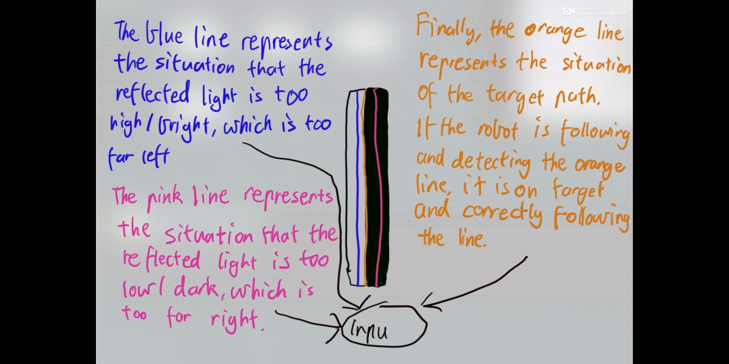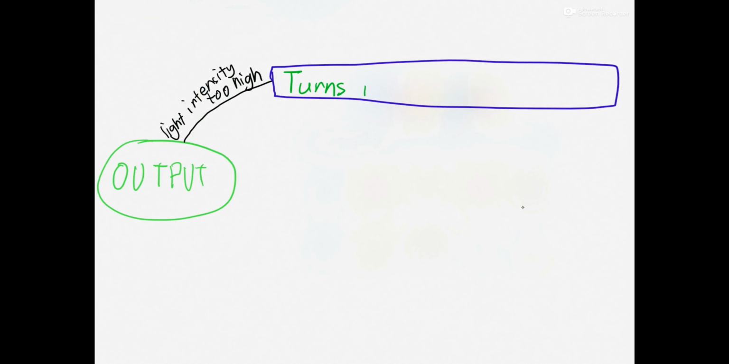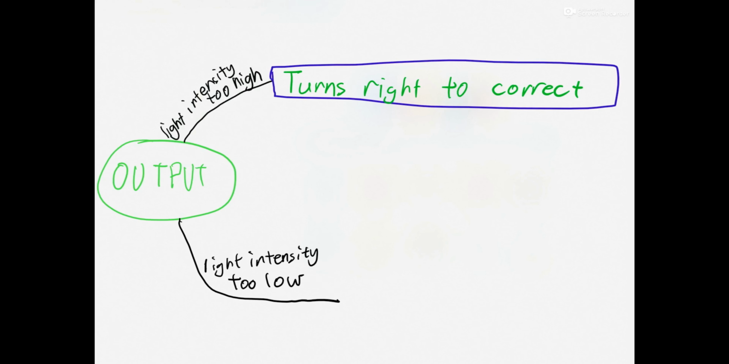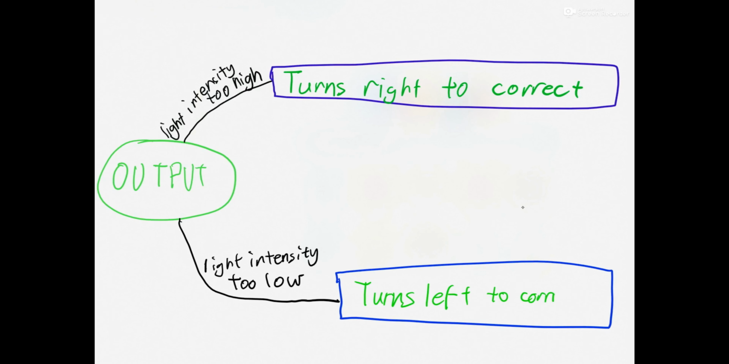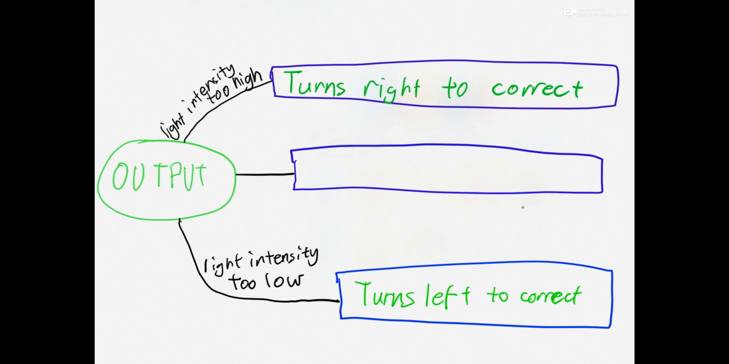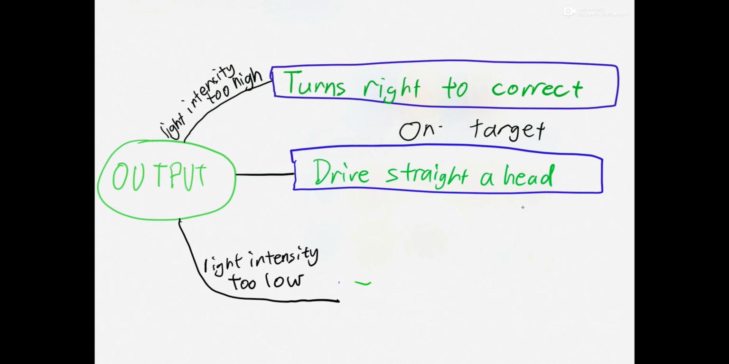These are all the possible inputs in the 3-switch program. The robot has 3 possible output actions based on the 3 inputs. If the measured light value is too high or too light, it turns right to correct, since it is too far left. If the measured light value is too low or too dark, it turns left to correct, since it is too far right. If the measured light value is equal to target, it goes straight, since it is already following the correct path. Let's see the math behind this.